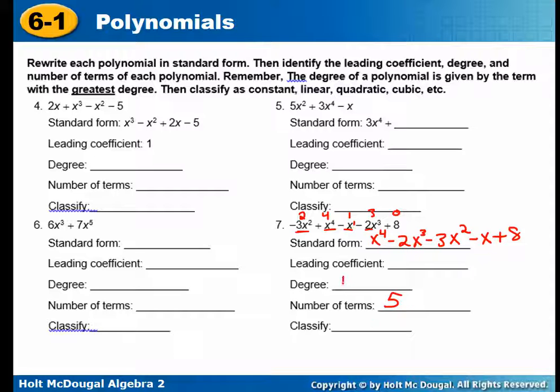It has a degree of 4. What is the leading coefficient? There's no number in front of this, so you put that as a 1. You don't put a 0, you put a 1. There wouldn't be a 0 as a leading coefficient. To classify this, it has the highest degree of 4, which is quartic, like quart, 4 quarts in a gallon. And it has more than 3 terms, so we just call it a polynomial.